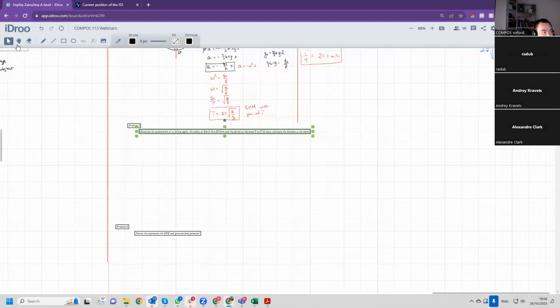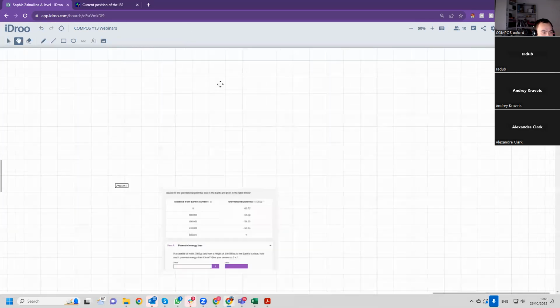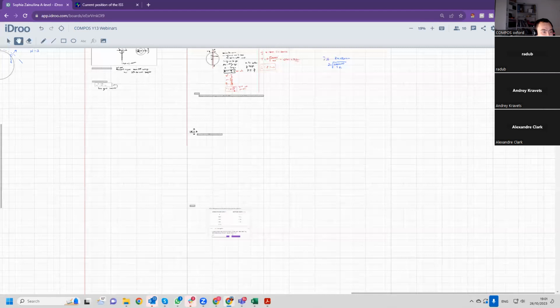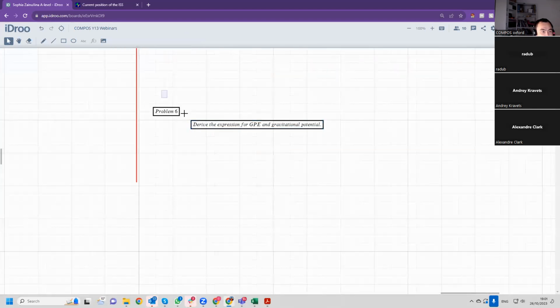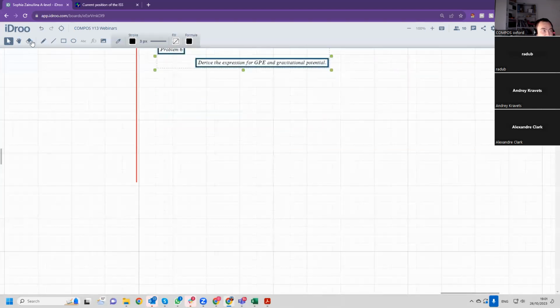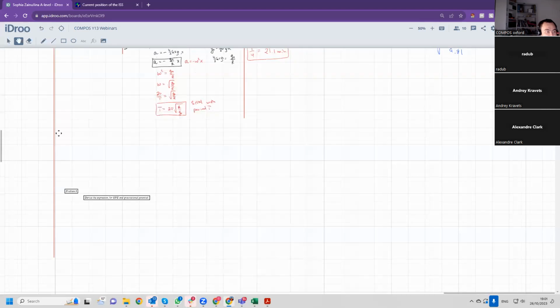Okay, so these are orbits. I'm going to reshuffle again. I don't want to do orbits at the moment. So, derive the expression for gravitational potential energy and the gravitational potential.